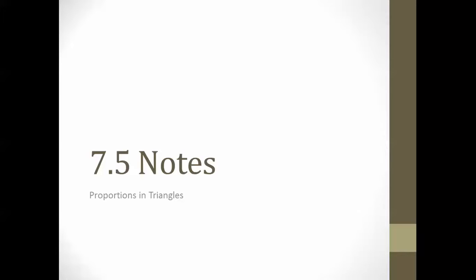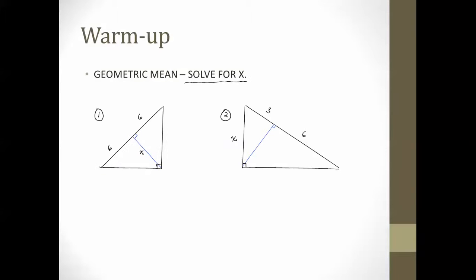7.5 notes, proportions in triangles. For this warm-up, I'd like you to solve for x. So for the first one, I could do 6 over x equals x over 6. We know that the altitude is the geometric mean of the values for the segment that it breaks up. So 6 over x equals x over 6. x squared equals 36, so x equals 6.